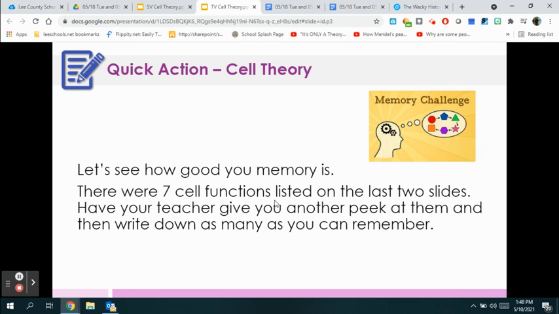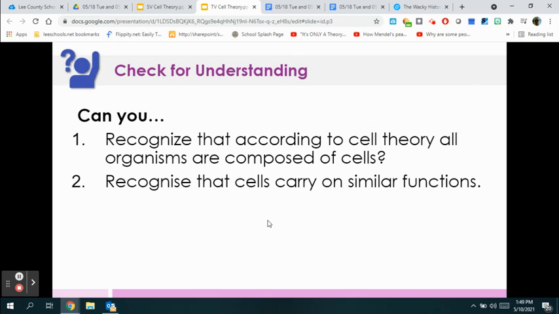Let's see how good your memory is. There were seven cell functions listed on the last two slides. Have your teacher give you another peek at them and then write down as many as you can remember. Can you recognize that according to the cell theory, all organisms are composed of cells, and recognize that cells carry on similar functions?